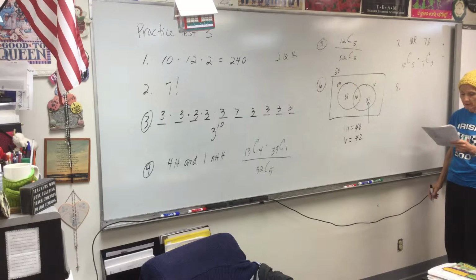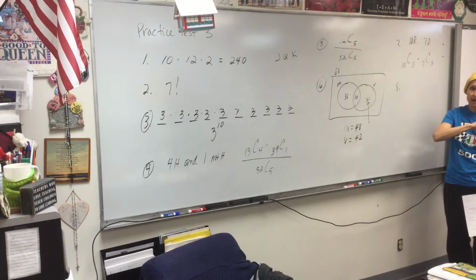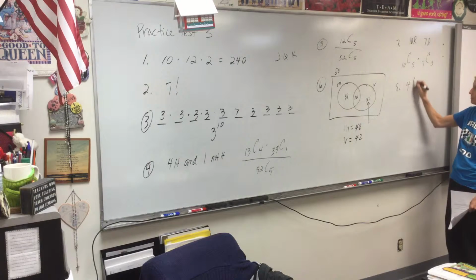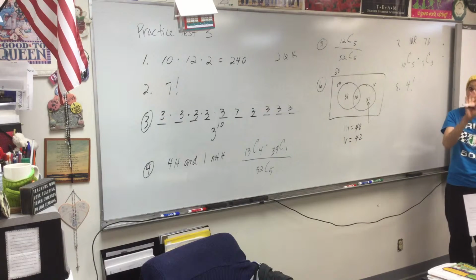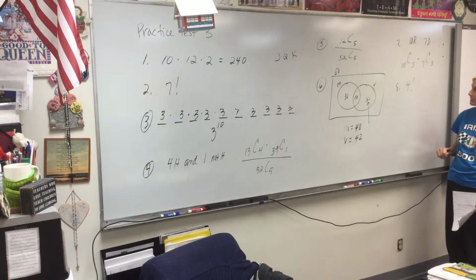How many ways can 4 unruly students be lined up in the hall? I have 4 kids, I'm lining them up in a row, that would be 4 factorial. If I had 4 kids and I lined them up in a circle, that would be 3 factorial.